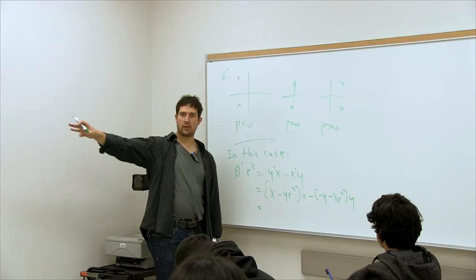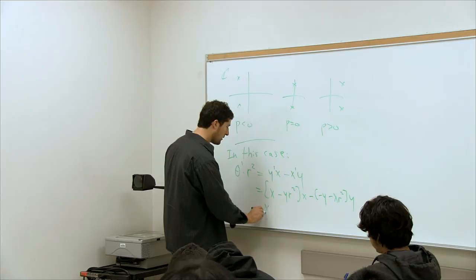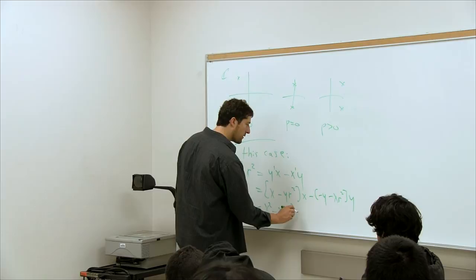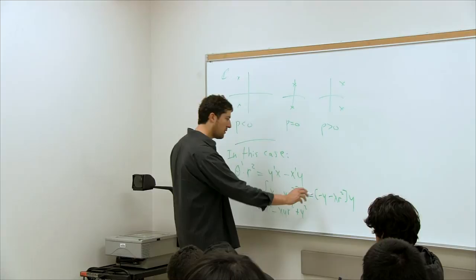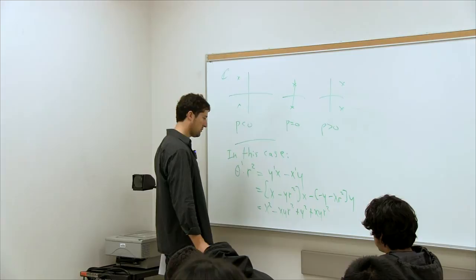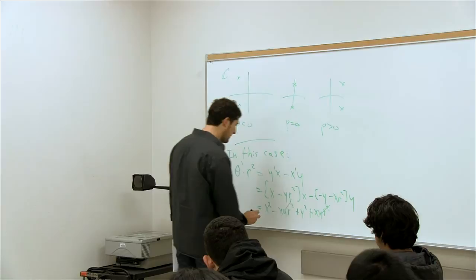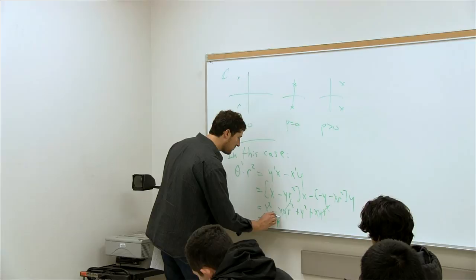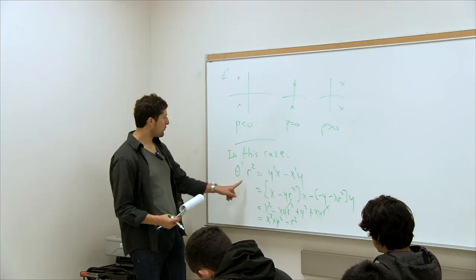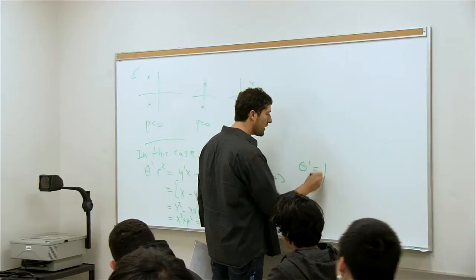And then this is equal to x squared minus xy r squared plus y squared plus xy r squared. And of course, this cancels out with that, and we end up with x squared plus y squared, which is equal to r squared. And because theta prime r squared is equal to r squared, that means that theta prime itself is equal to 1, which is an even simpler equation, okay?